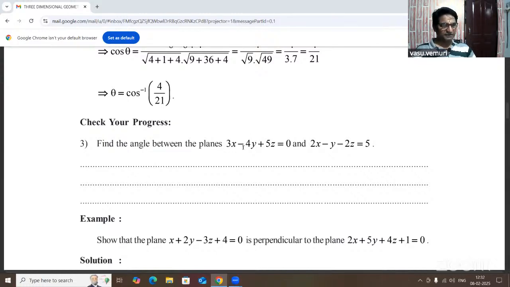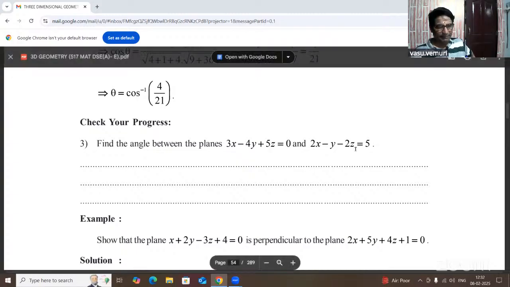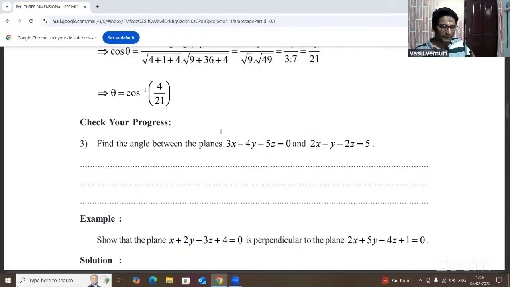Another two planes are given: 3x minus 4y plus 5z equal to 0 and the second one 2x minus y minus 2z equal to 5. To find the angle between the two planes, in the same manner, first write the given planes and mention the DRs. For the first plane, 3, minus 4, 5, that is a1, b1, c1. And 2, minus 1, minus 2 are the normals of the second plane. Now, the angle between the two planes.